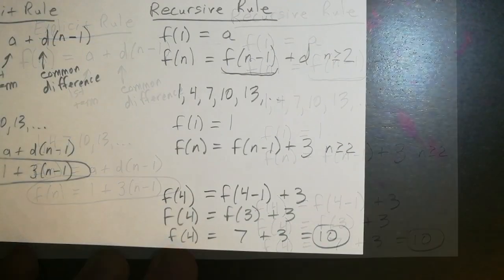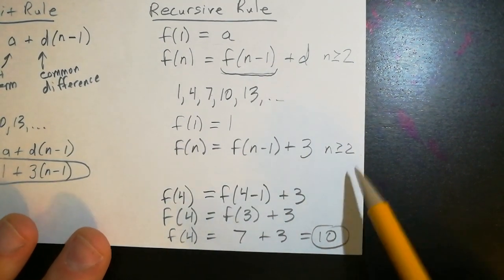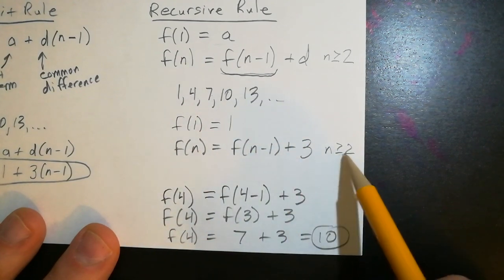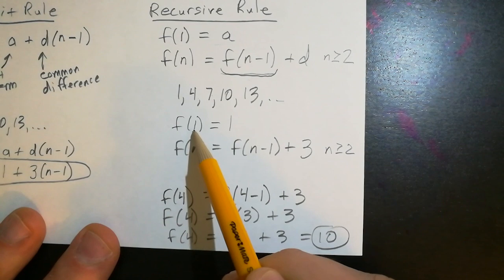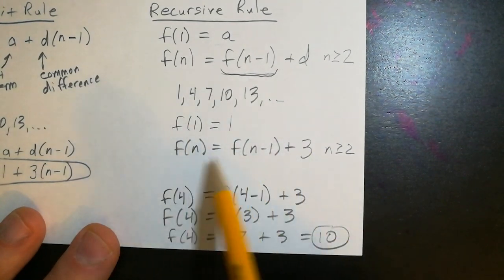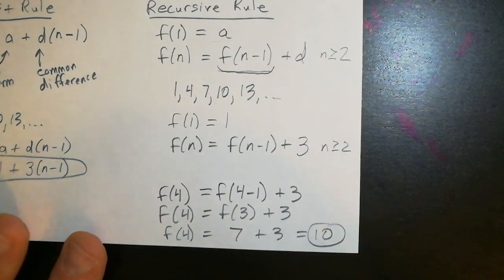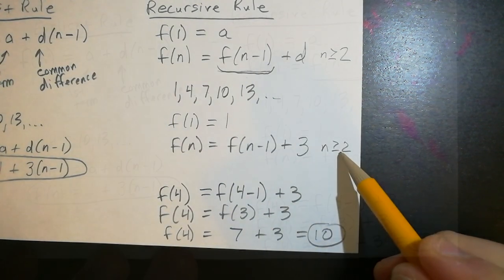Okay, the n is greater than or equal to 2 thing. Why do you have to write that? Well, it's just saying that you can only use this equation if n is 2 or greater. If it's 1, then you use this one. This does not work if you put in 1 here, because then you'd have 1 minus 1, which is f of 0. And like I said, there are no 0 inputs in sequences. It starts at 1. So that's what that's all about.